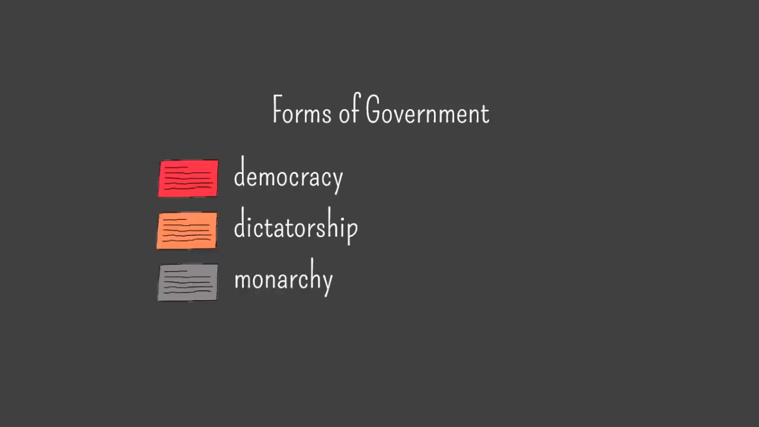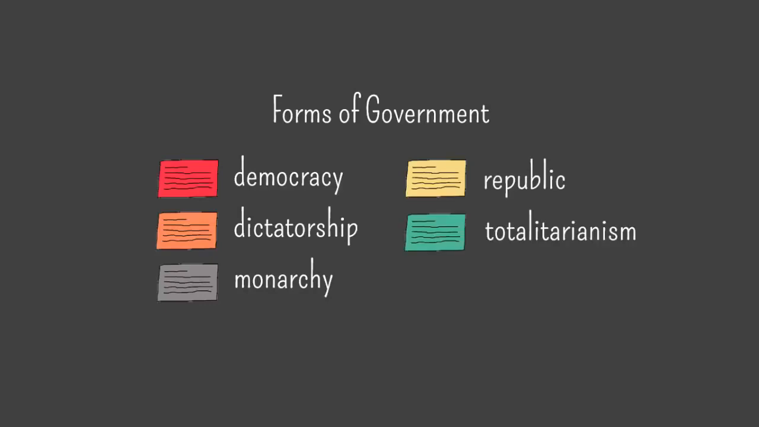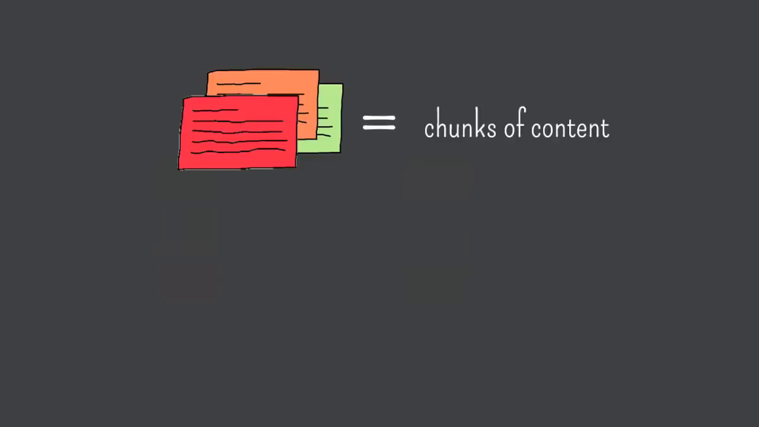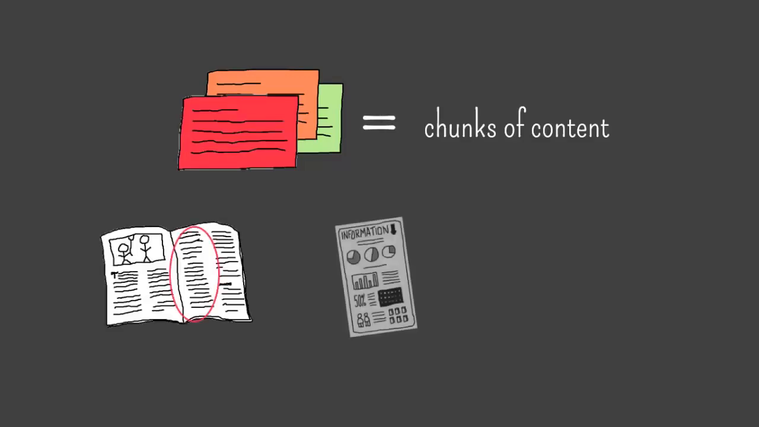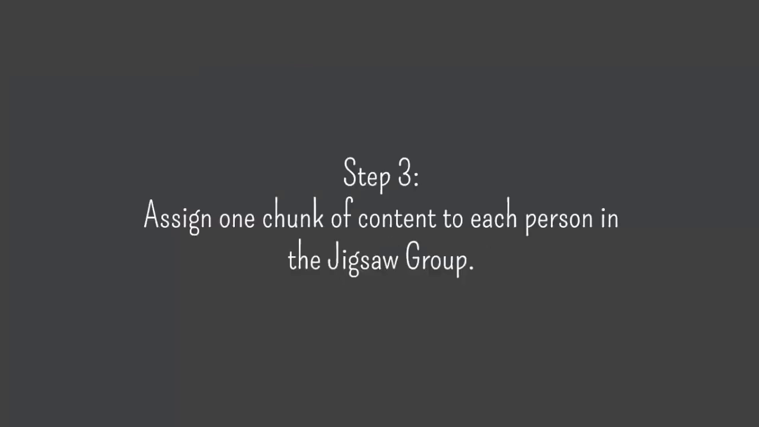Suppose you're a history teacher and you're doing an overview of different types of government. You could divide your content into these chunks: democracy, dictatorship, monarchy, republic, totalitarianism, and theocracy. By the way, these index cards just represent chunks of content. You don't need to use actual index cards to do Jigsaw. A chunk of content can be a section of a textbook chapter, a handout containing information, or an online resource.